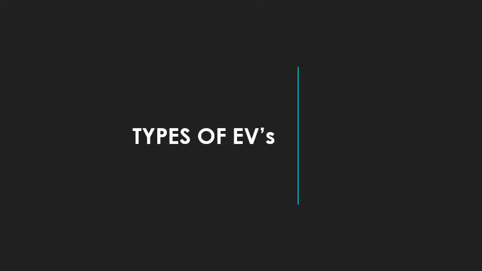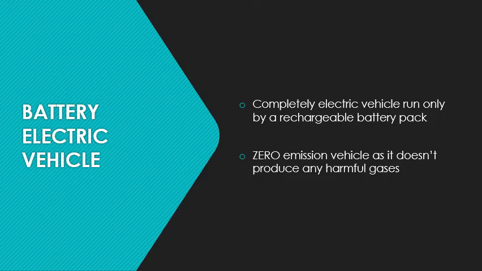There are many kinds of EVs, so let's have a look at them one by one. The first type is a battery electric vehicle. It is a 100% electric vehicle run only by a rechargeable battery pack. Also, since it doesn't release any harmful gases, it's a zero emission vehicle.